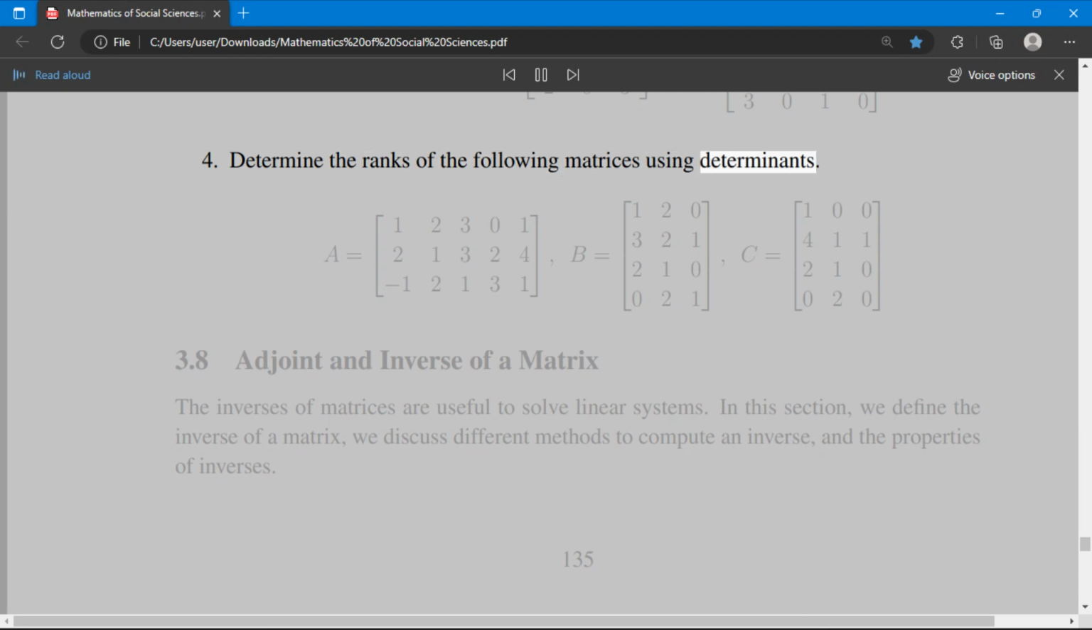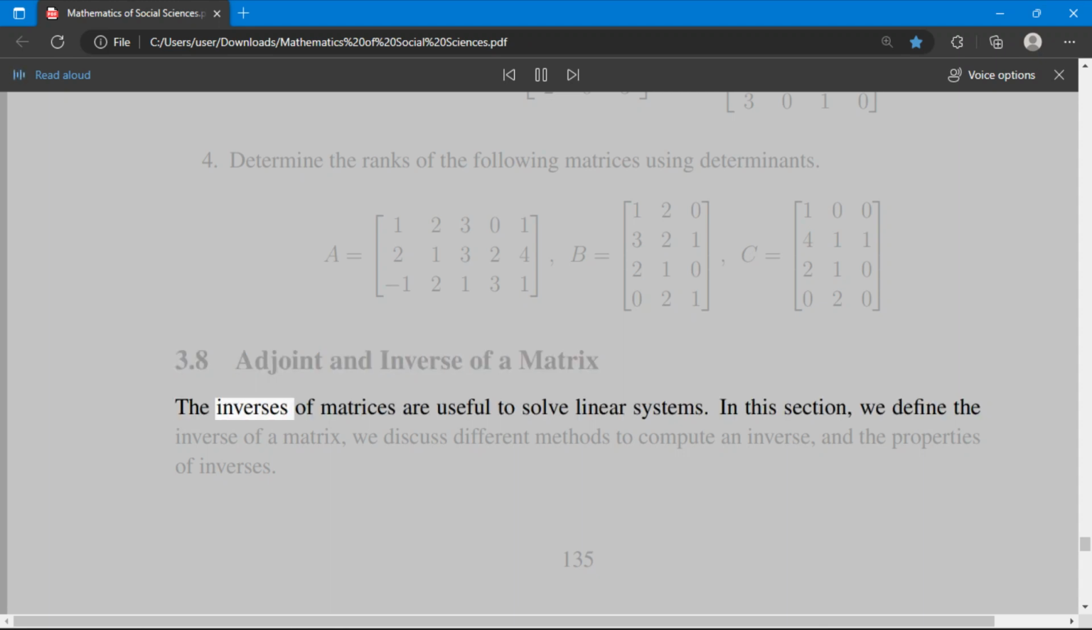4. Determine the ranks of the following matrices using determinants. A equals 1 2 3 0 1 2 1 3 2 4, 1 2 1 3 1. B equals 1 2 0 3 2 1 2 1 0 0 2 1. C equals 1 0 0 4 1 1 2 1 0 0 2 0.